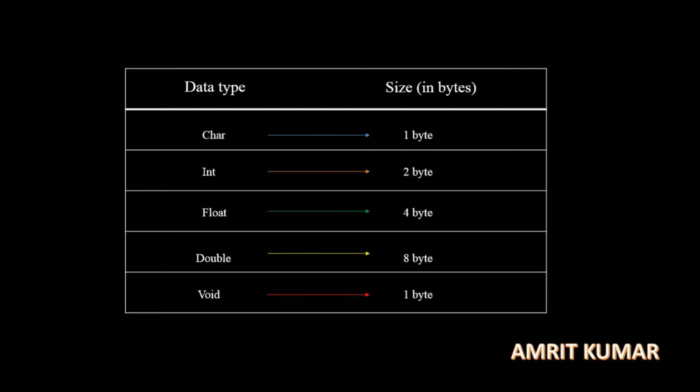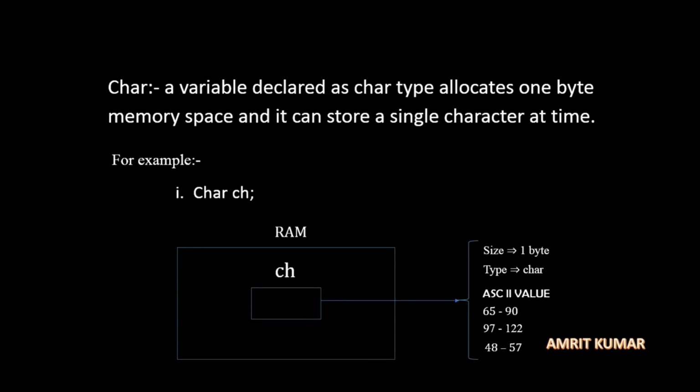Okay, so let's move on. Our first topic is char. This is a data type. A variable declared as a char type allocates one byte of memory space and it can store a single character at a time. We have heard about these things. This is a data type in C language. So it allocates one byte of memory space in the RAM and can store a single character at a time. This is the main point of char.